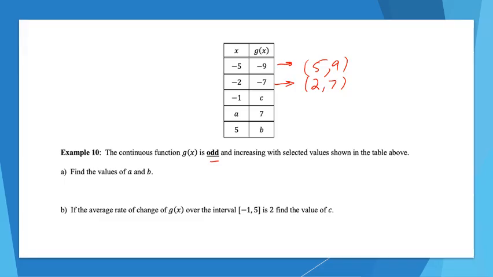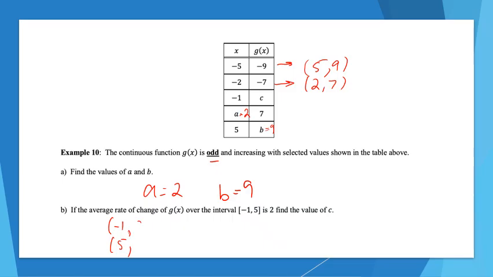So I see 7 here, so a is probably going to be 2. And then here, 5 is going to be 9, or b is going to be 9, to fill in those two coordinates. So a equals 2, b equals 9. And then if the rate of change from -1 to 5 is 2, find the value of c.